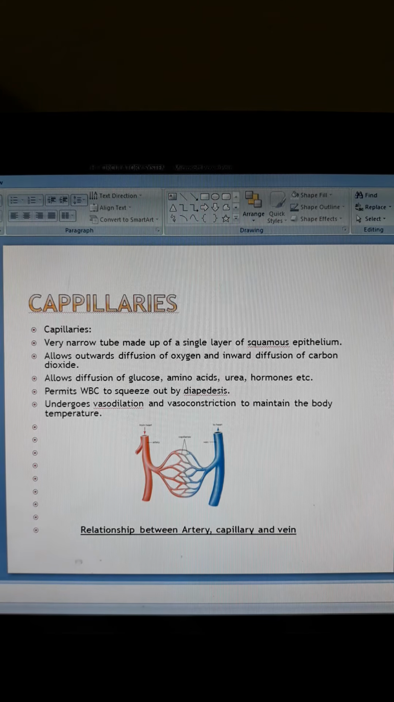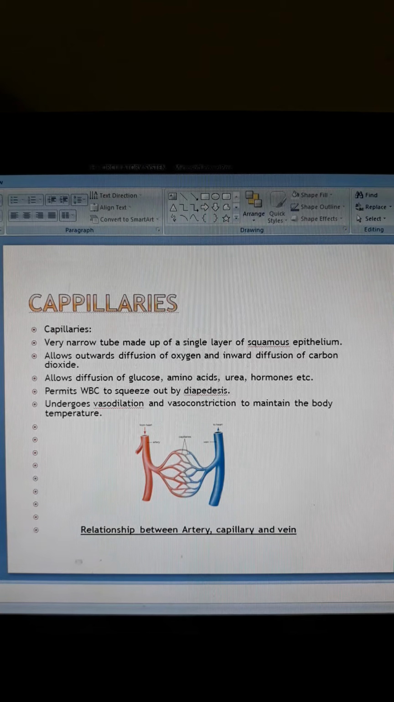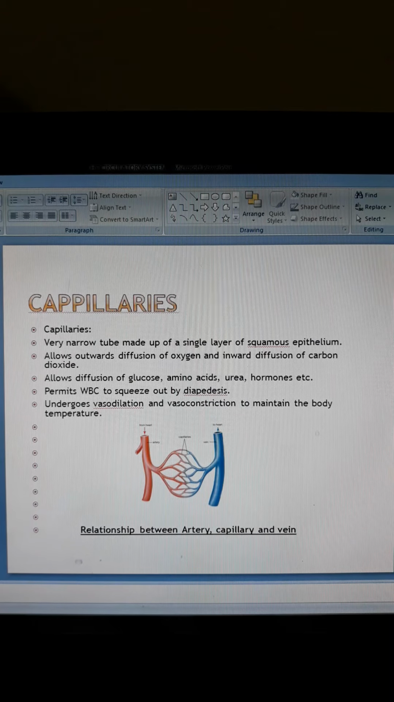Now the capillaries are formed by fine branching of arterioles. What are arterioles? Arterioles are the small and final branches of an artery. Arterioles are highly muscular and they change their diameter manifold, and these arterioles then break up into many small vessels which we call capillaries. So a capillary is a very narrow tube which is capable of the above mentioned functions.